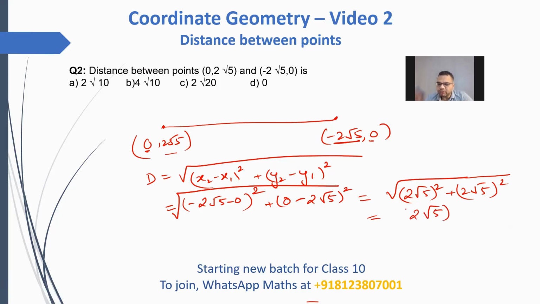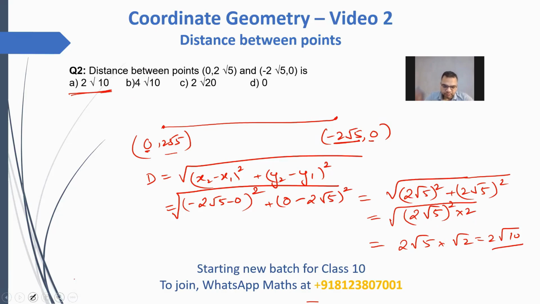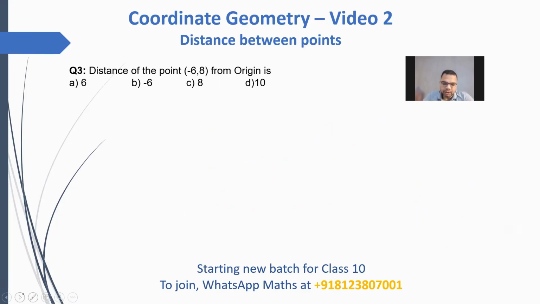So it is the square of 2 root 5, into 2, and its square root. So this becomes, if I take it out, 2 root 5 into root 2, which is nothing but 2 root 10. And I think we have the answer as A here, right? Coming to the third question.